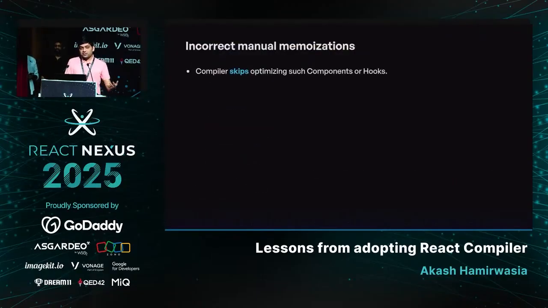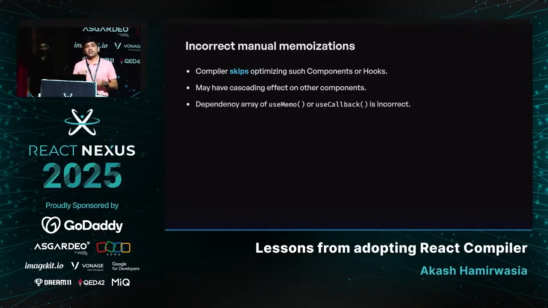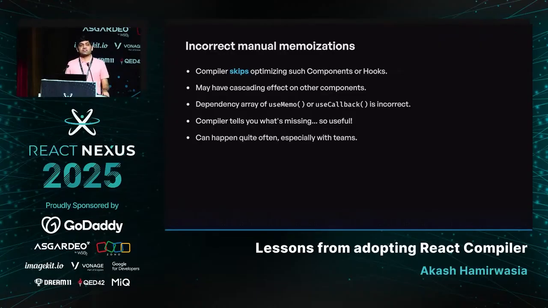So when you encounter such cases, it can have some cascading effect on other components that you have in your code base, and make sure the dependency array that you have in your custom useMemo, useCallback calls are correct. The compiler tells you what's missing, so it's very useful. It'll just point out that, hey, you have forgotten to add this thing which is changing, so you can just add it. And it can happen quite often, especially in large teams. Some developer changes something, they forget to update the dependency array, and your code is broken. You can fix the dependency array manually, or even better, just remove the useMemo or useCallback, because the compiler can handle it in a better way than you.